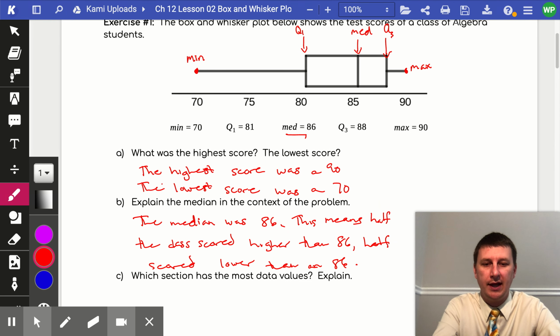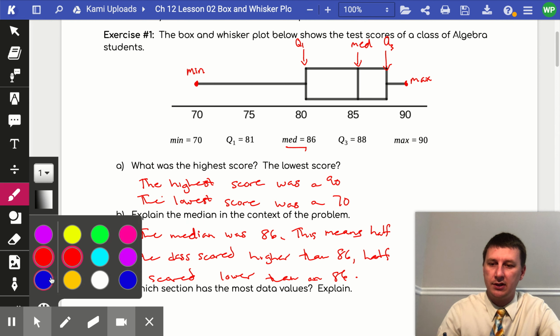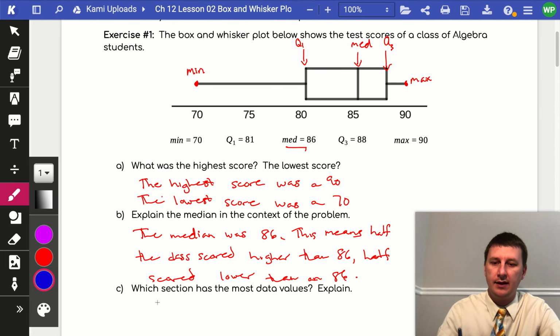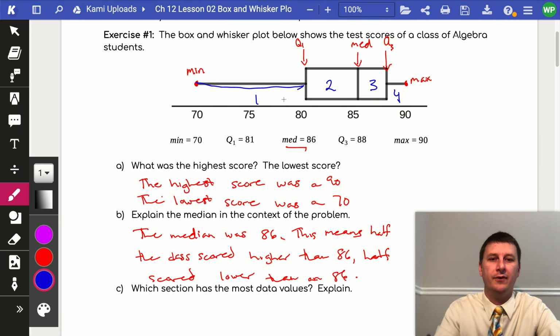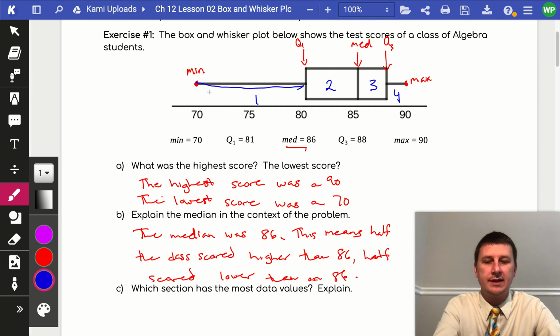Which section has the most data values? So let's change up the color here, right, like that. And let's call this section 1. This one will be section 2. This one will be section 3. And this one will be section 4. So which one of these sections has the most data values? And then explain.